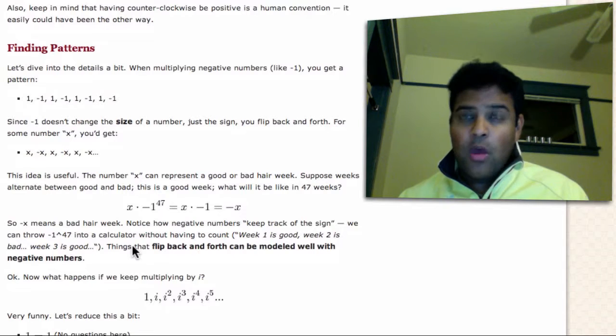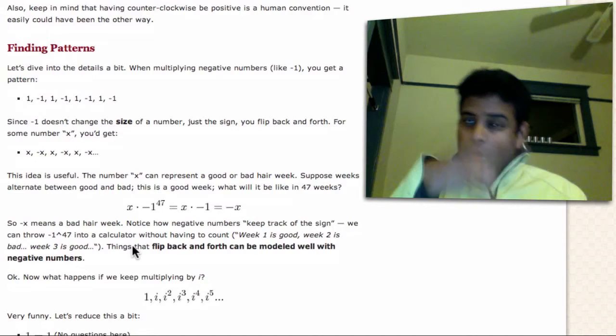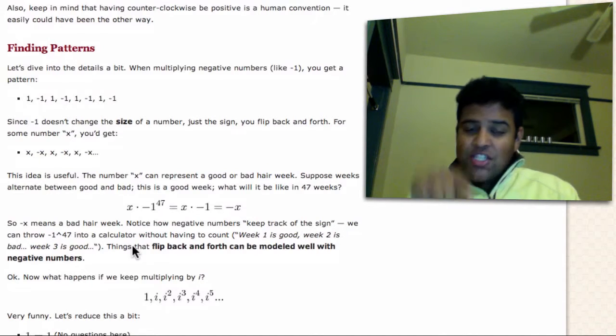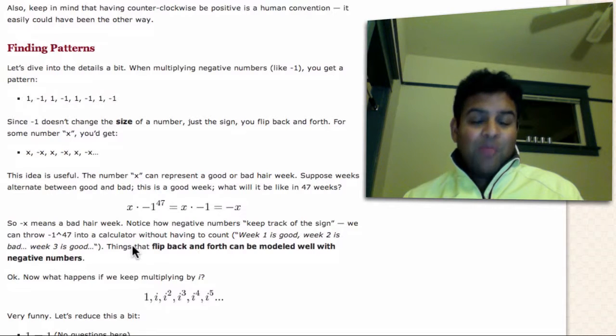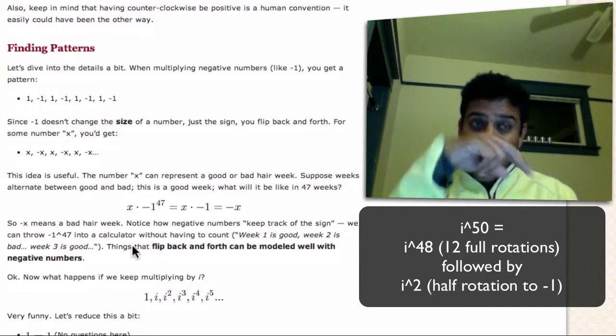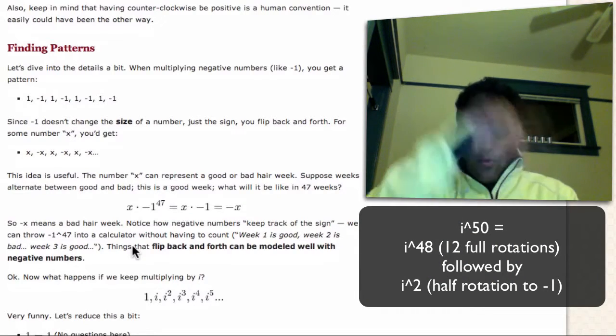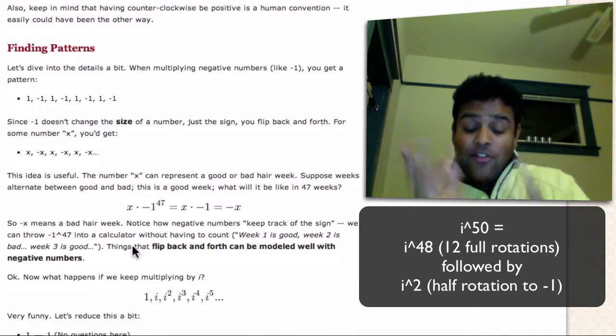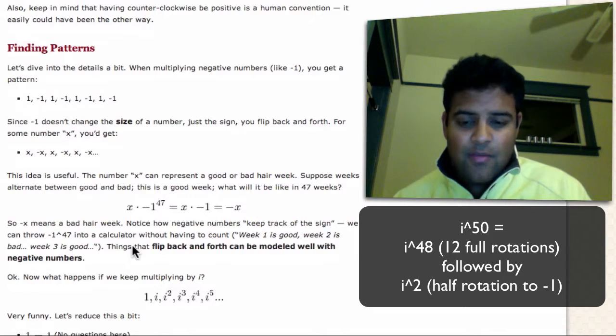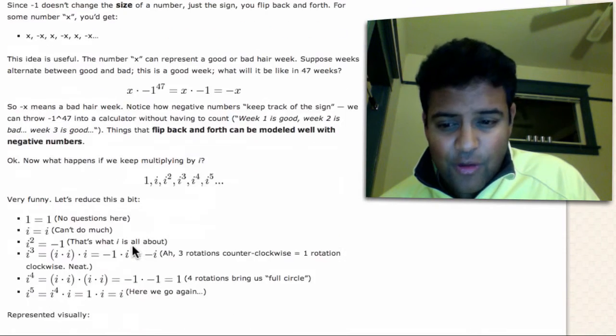So when someone asks you, what's i to the 50th power? Well, you can work out how many rotations that would be. In that case, I'd say, okay, 48 is divisible by 4, so you have 2 extra rotations. So i to the 50th would be negative 1, because 48 times you're going around, and then the 2 is the remainder. So that's how you intuitively think about this little pattern that we see here.